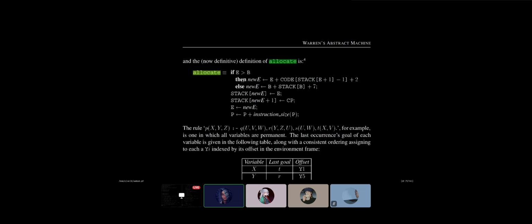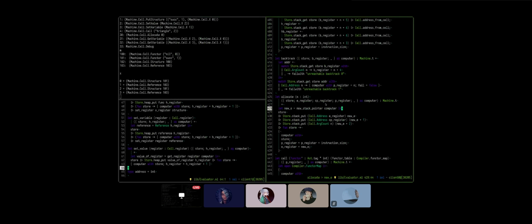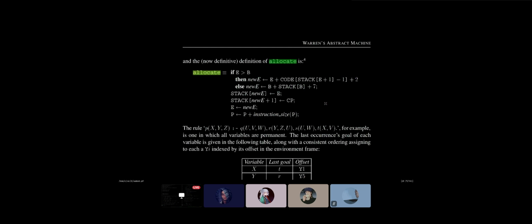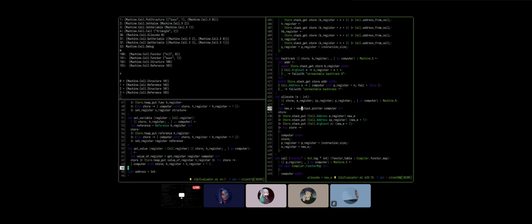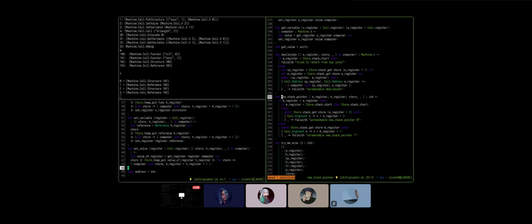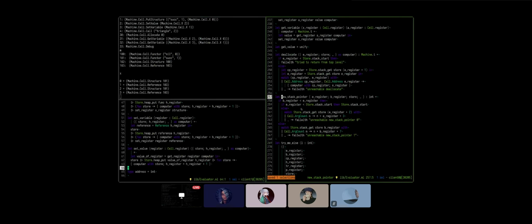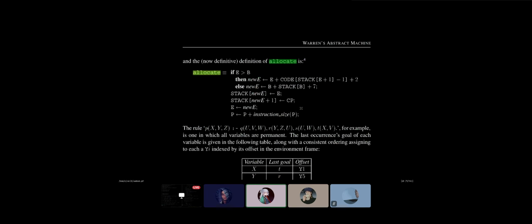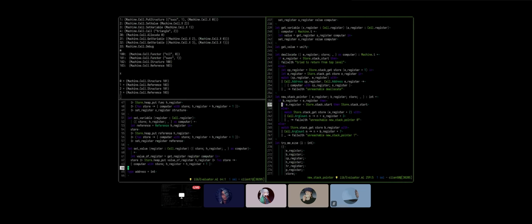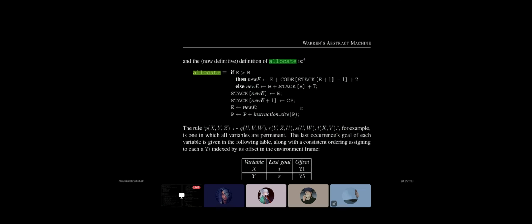I can help you with the allocate. If E is greater than B, that is inside the new stack pointer function. It's a new stack pointer. That is true. New E plus code at -1 plus 2.